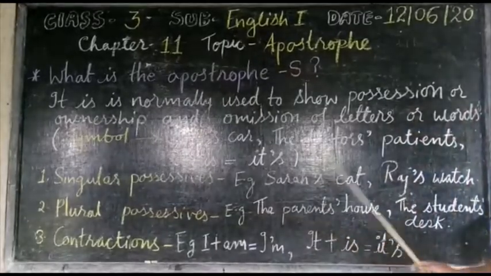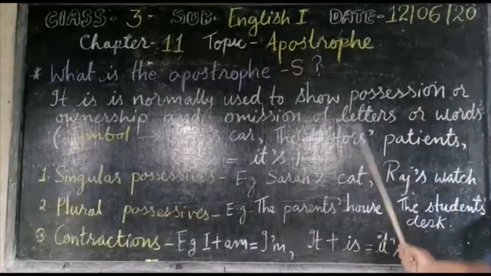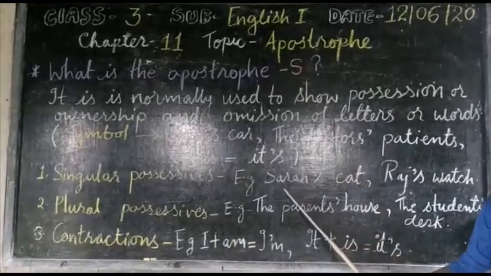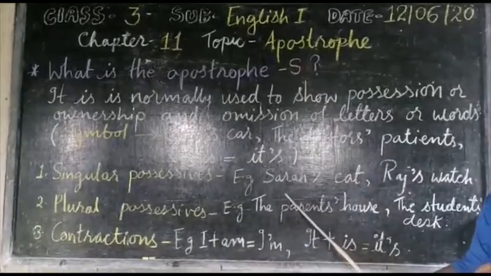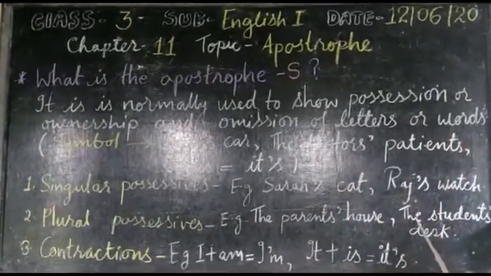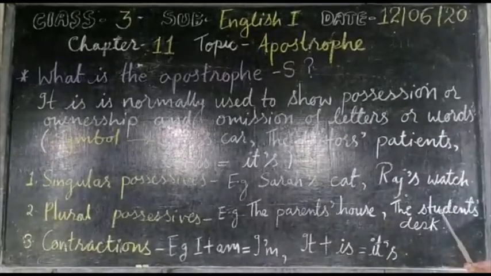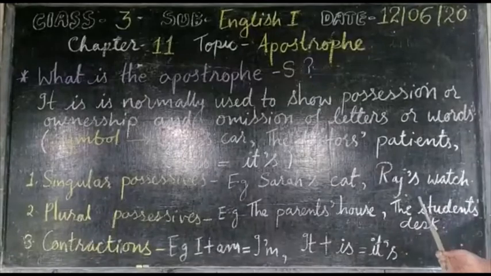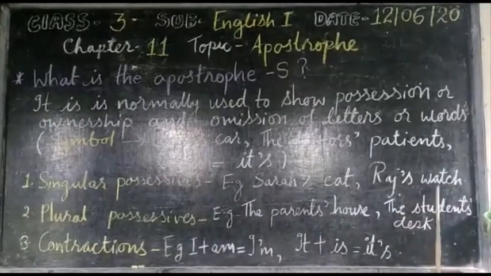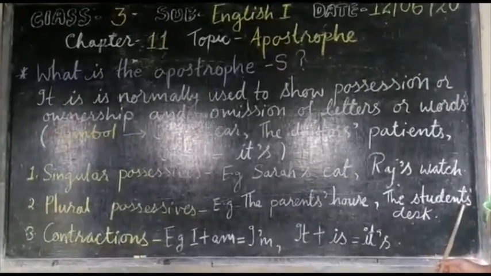Here there are a few examples. The parents' house. The house belongs to parents. I have used the apostrophe after the S because this word itself denotes plural in form. Same like the students' desk. The word students is plural in form. The desks belong to students, so I have used the apostrophe after the S.